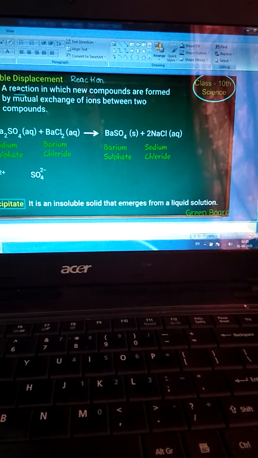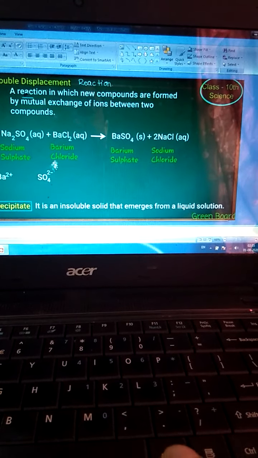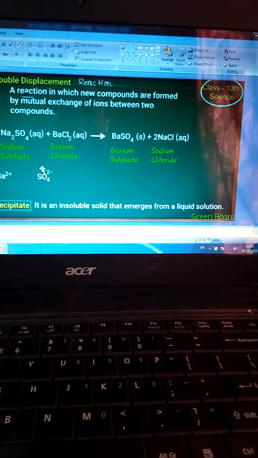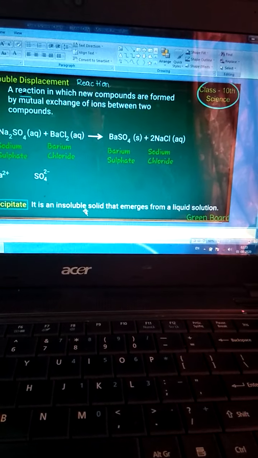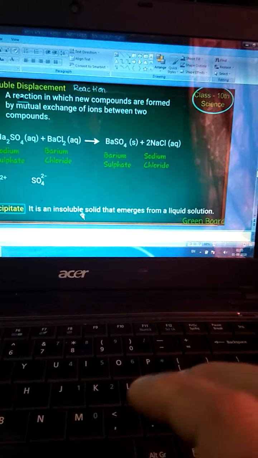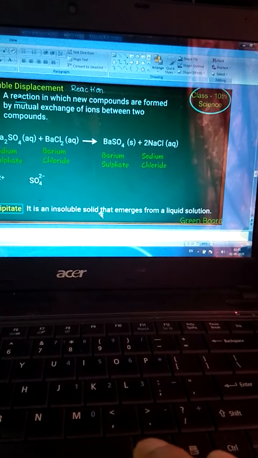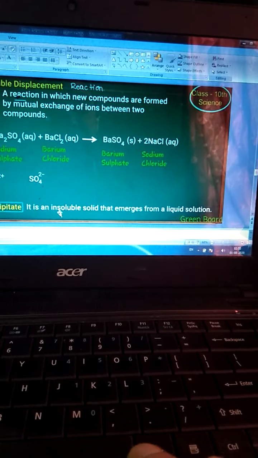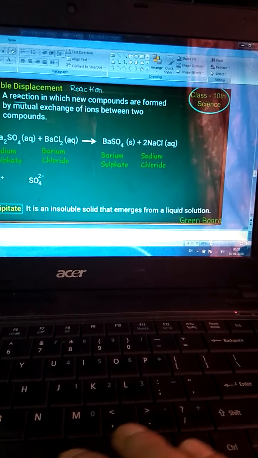Here one new term, that is precipitate. Sometimes what is precipitate reaction or what is precipitate can be asked. Precipitate means when in a reaction some insoluble substance is formed, that is, some insoluble solid deposits we find, then that kind of reaction is called precipitate reaction, or that is called precipitate. It is an insoluble solute that emerges from a liquid solution. So in a reaction when some insoluble solid is formed, then we call it precipitate.